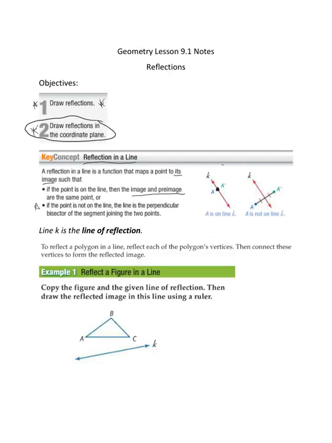The more common occurrence here is if the point is not on the line. So here, point A, the pre-image, is not on the line. If the point is not on the line, the line is the perpendicular bisector of the segment joining the 2 points. So line K is perpendicular to, and is the bisector of, the segment joining A and A prime. So those would be equidistant. Say it's 1 inch on each side. Those are congruent segments, congruent pieces.